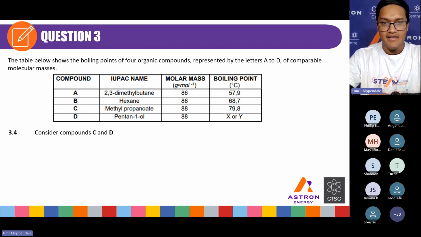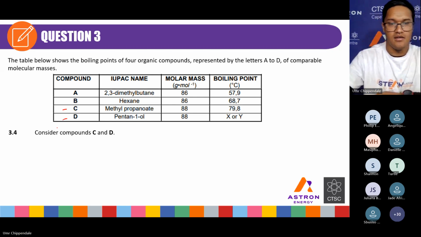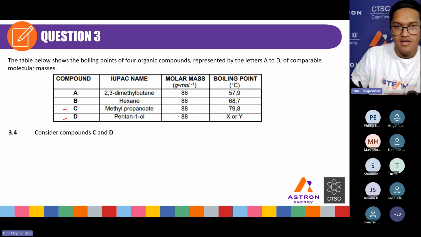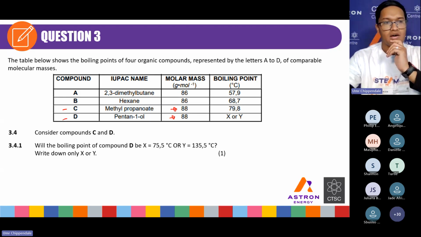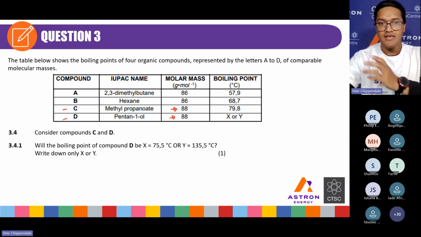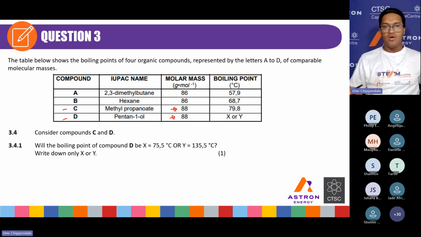Consider compound C and D. So these two now, this one and this one. As you can see, the difference is, of course, the naming. The molar mass is the same, and we're not sure what the boiling point is. 3.4.1. Will the boiling point of compound D be X, which is equal to 75.5 degrees Celsius, or will it be Y, 135.5 degrees Celsius? Write down only X or Y.